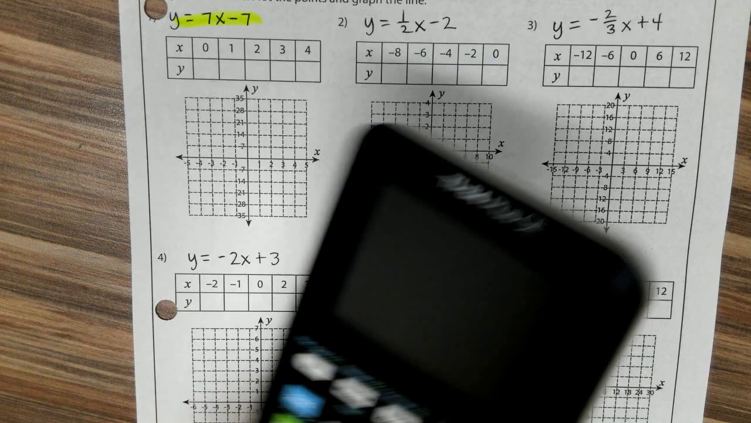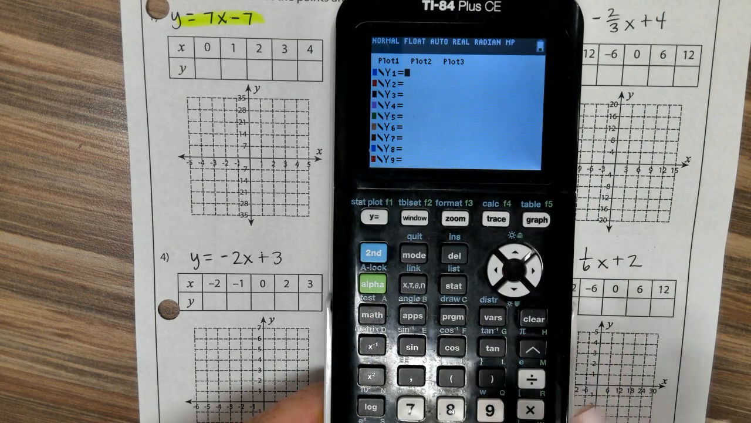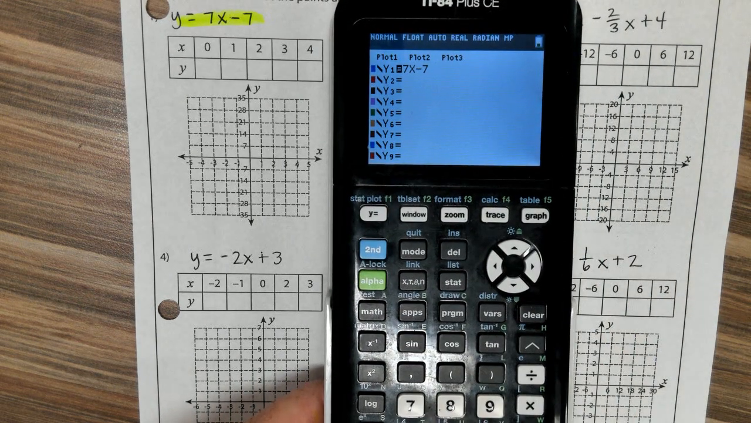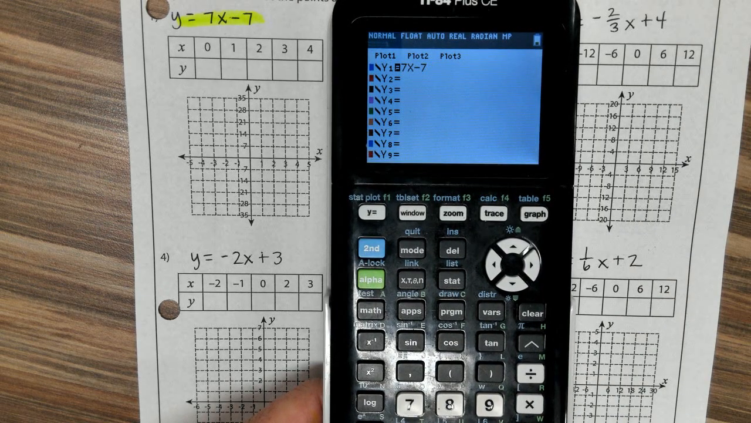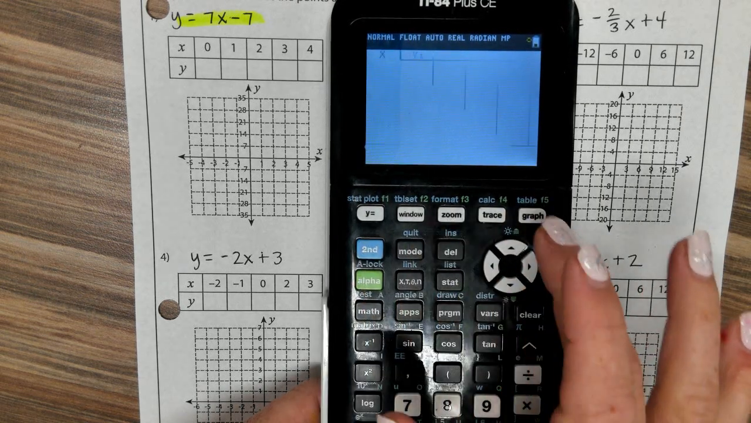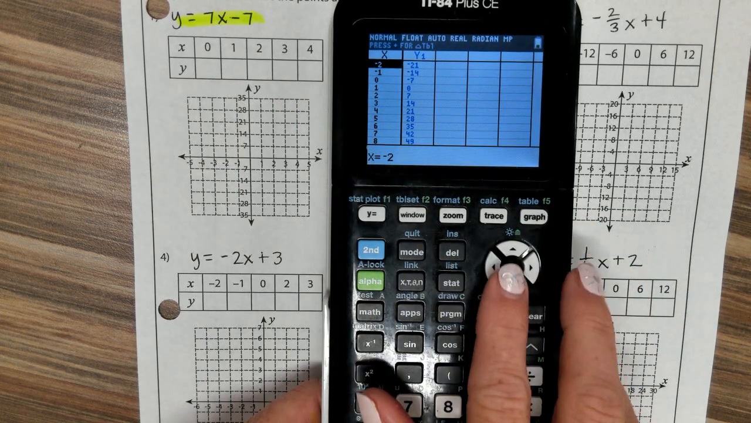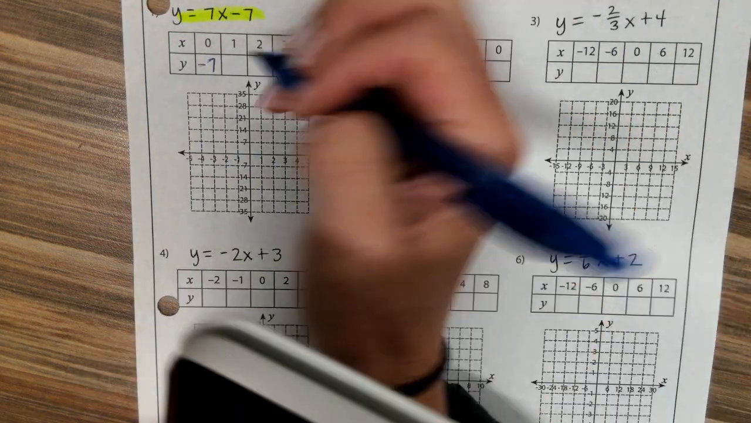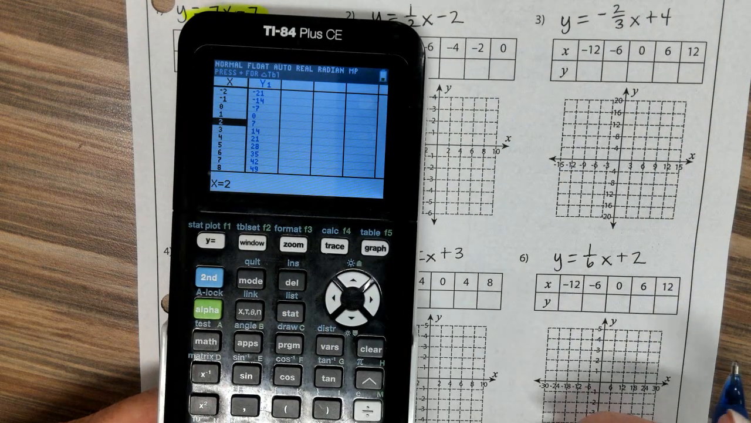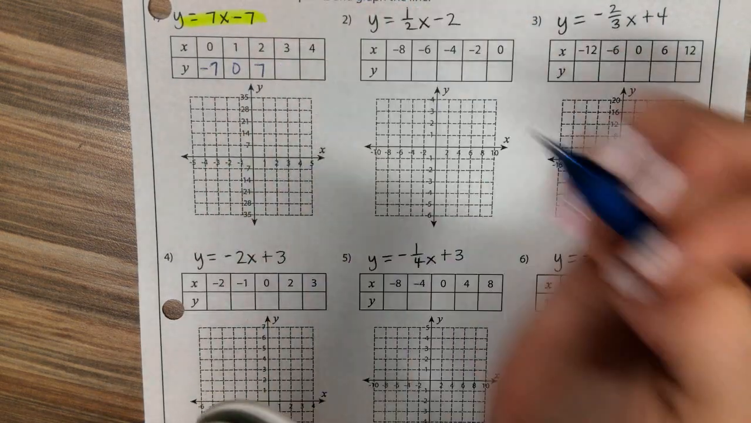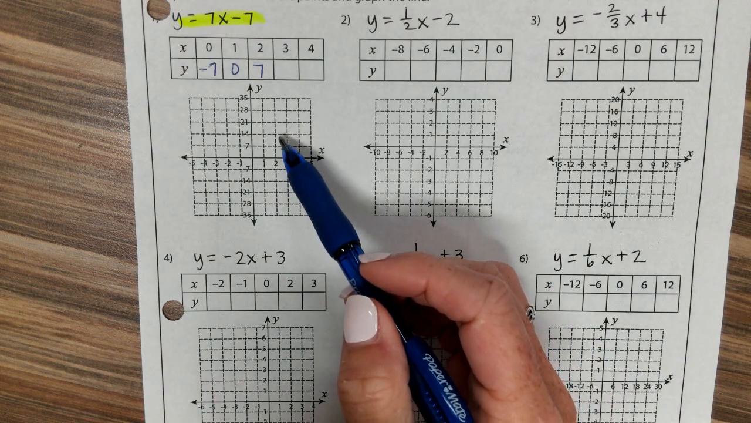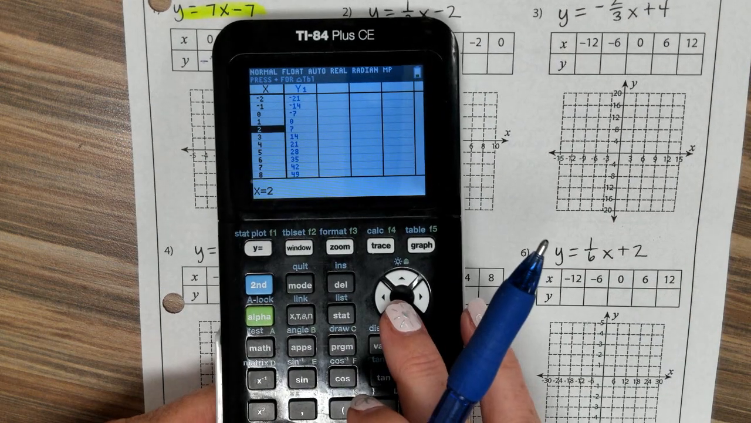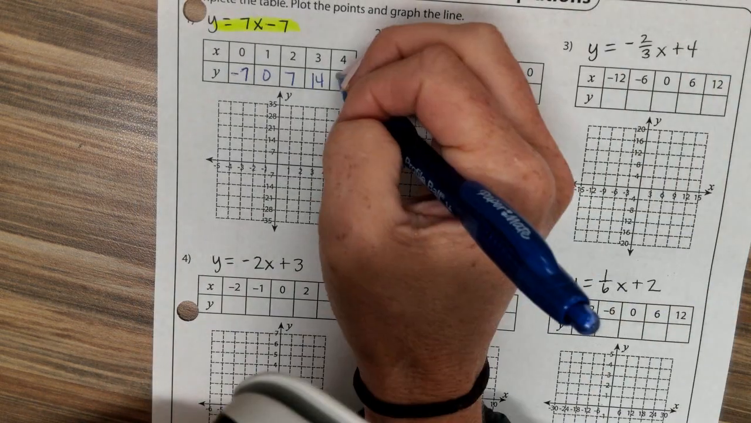So I'll do number 1 with y'all. So go to y equals. Type in 7x minus 7. Go to second graph. When x is 0, y is negative 7. Write it right here. When x is 1, y is 0. When x is 2, y is 7. Do y'all see why the graph is counting by 7s on the y-axis? Because that's what you need. When x is 3, y is 14. And when x is 4, y is 21.